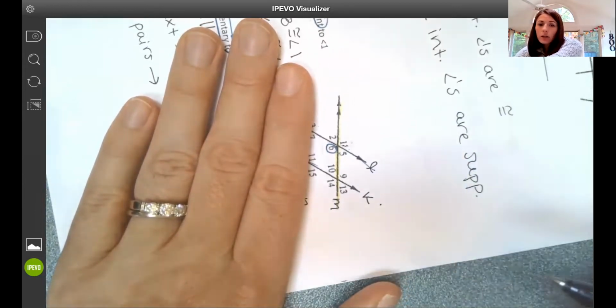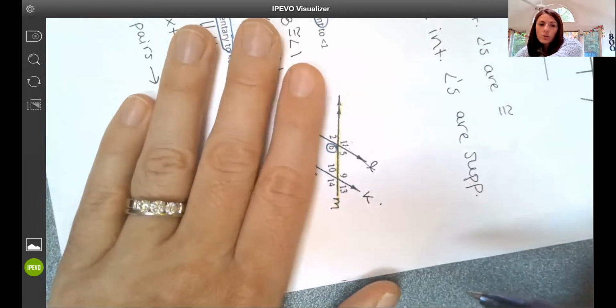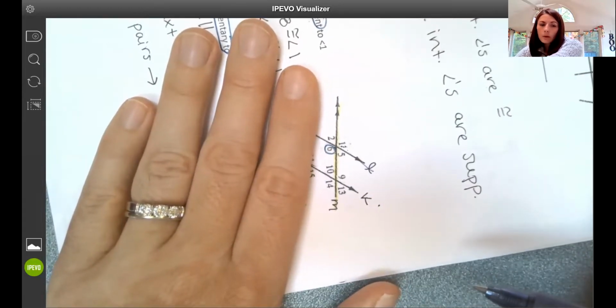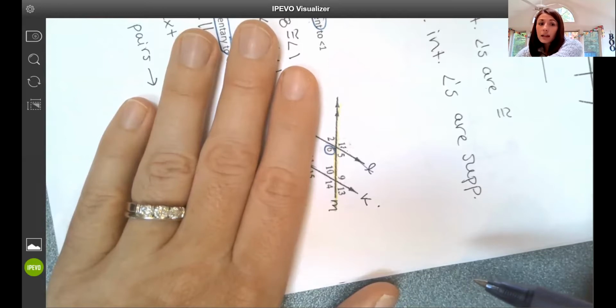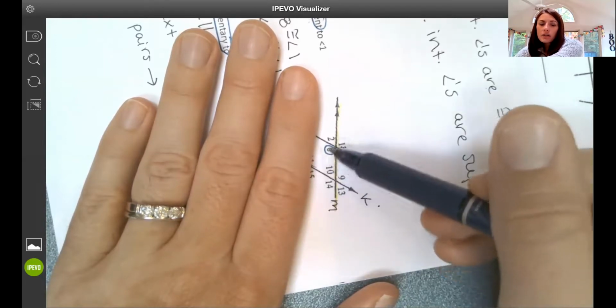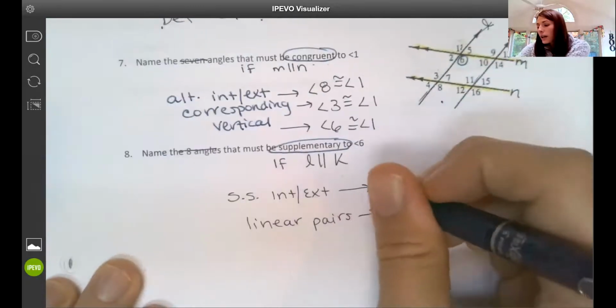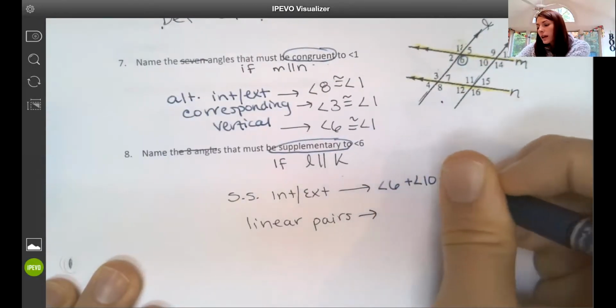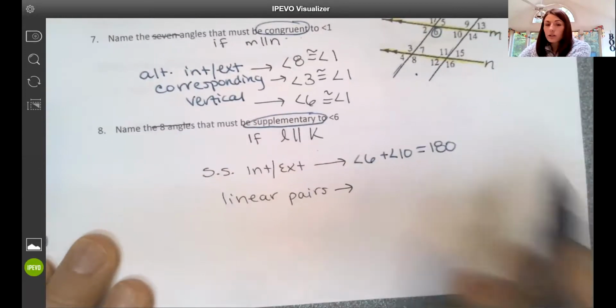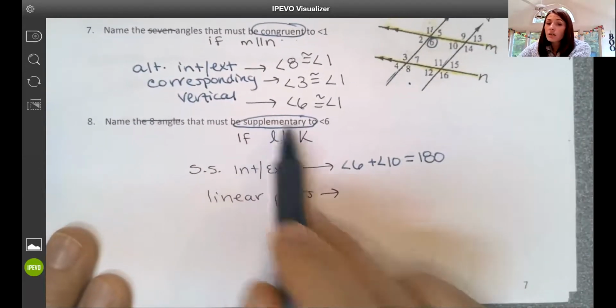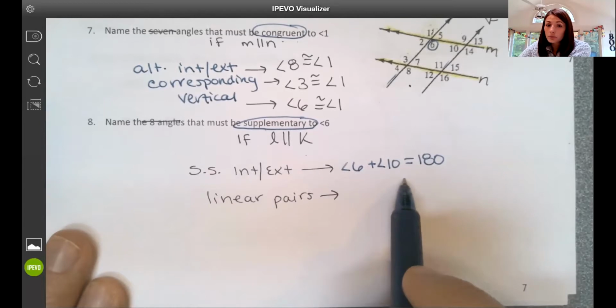If this would be interior, okay, because 6 is on the interior. What would be that pair? What pairs with 6 there? 10. Yeah, 6 and 10 are same side interior. So that means that I know that angle 6 and angle 10 add up to 180. Okay, they're supplementary. These aren't equal angles, these are supplementary angles.